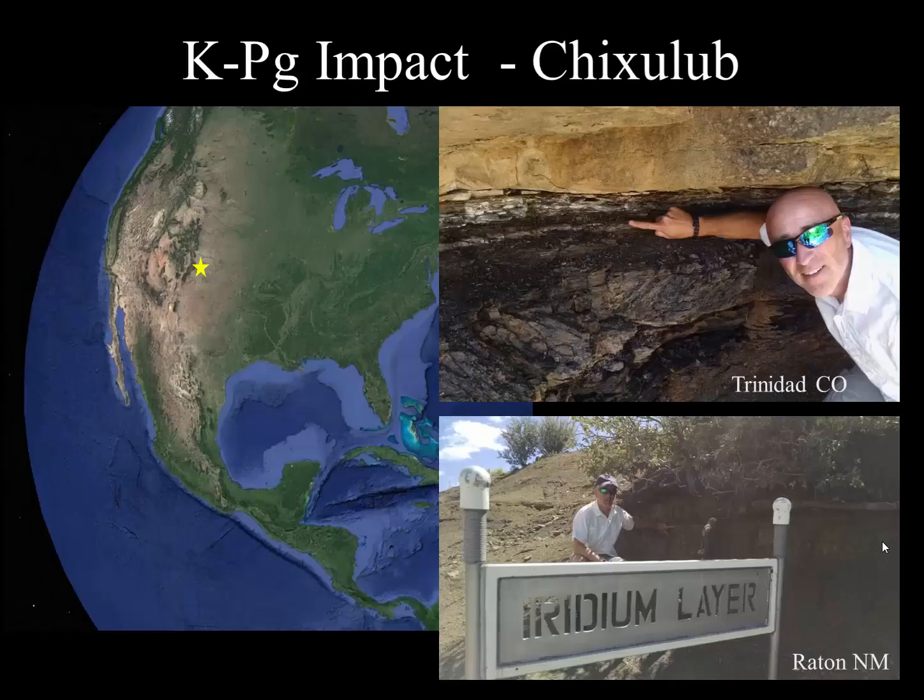In fact, it was a high dosage of iridium in certain geologic layers that led to the understanding that it was an asteroid impact in the northern Yucatan Peninsula area of Mexico that is responsible for the extinction of the non-avian dinosaurs 66 million years ago. These two images on the right were taken in Raton, New Mexico, and Trinidad, Colorado, where the Cretaceous-Paleogene boundary is well recorded in the geologic record.